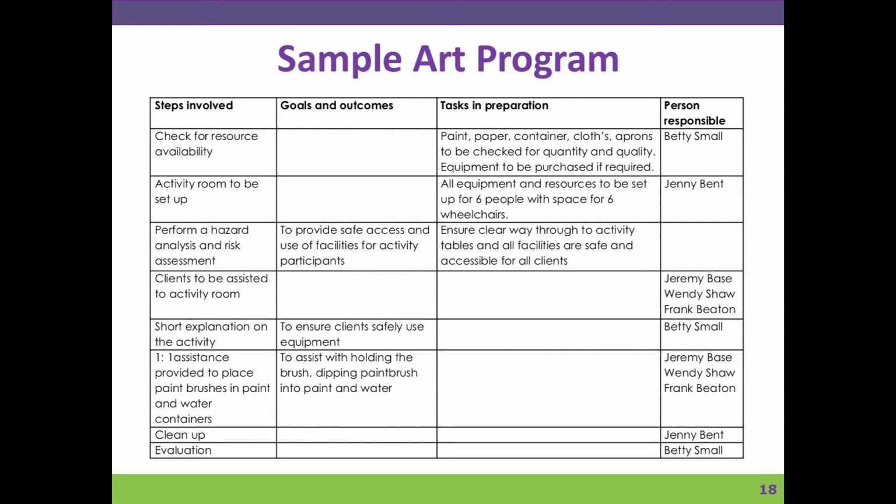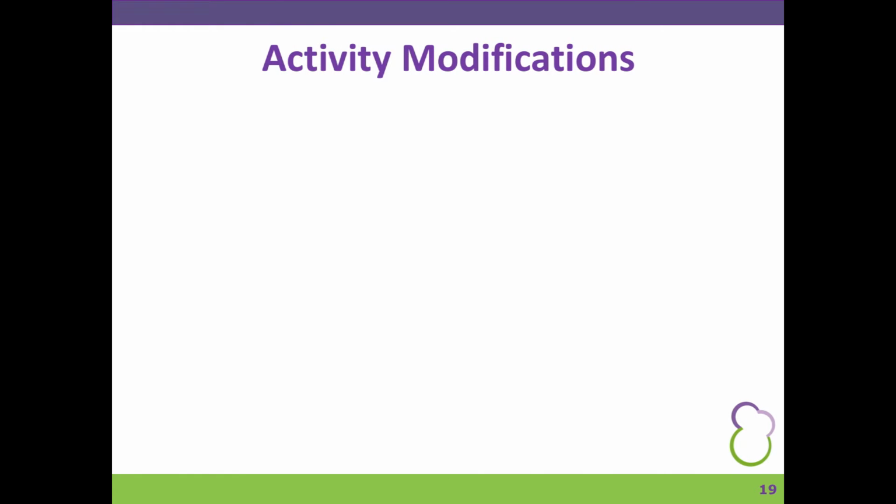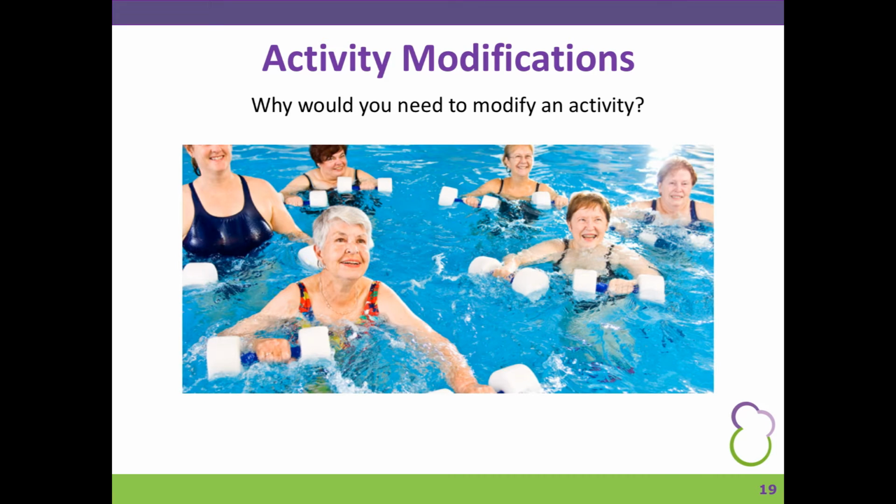Let's now talk about activity modifications. An activity modification is changing one or more components of an activity. Why do you think you would need to modify an activity or a program? Well, some of the reasons can include to enable a participant when their skills or their ability is lacking, to modify any discrepancies within the program or the activity, and to achieve a client's individual goals.